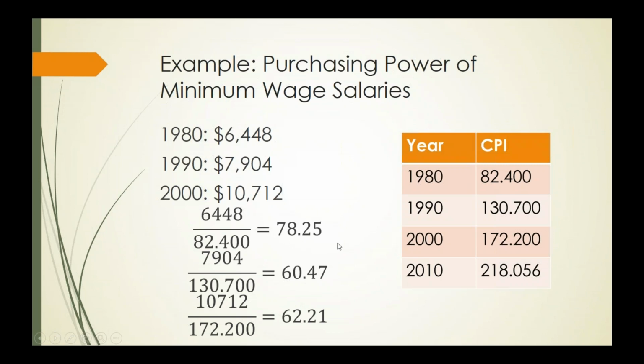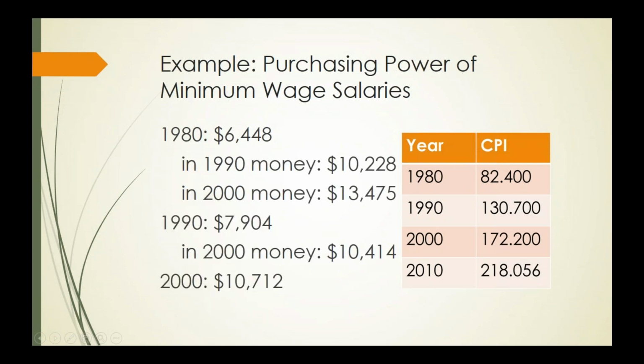So that person working for minimum wage in 1980 could buy 78 1/4 units of stuff. In 1990, working minimum wage, they could only buy about 60 1/2 units, and then in the year 2000, they were up a little bit and can now buy a little over 62 units. So we can see here that the lowest minimum wage income as far as purchasing power was in 1990, that could buy the least stuff, and the highest by a good amount there was in 1980. They could buy quite a bit more units of stuff than the other years.